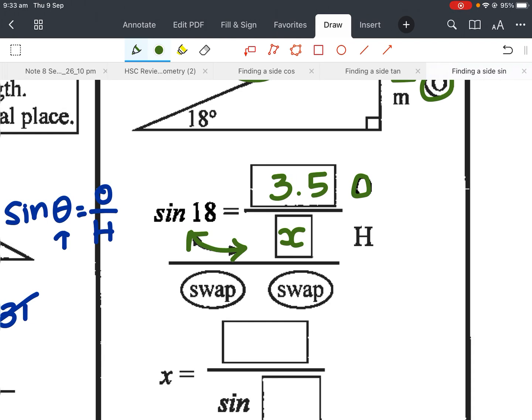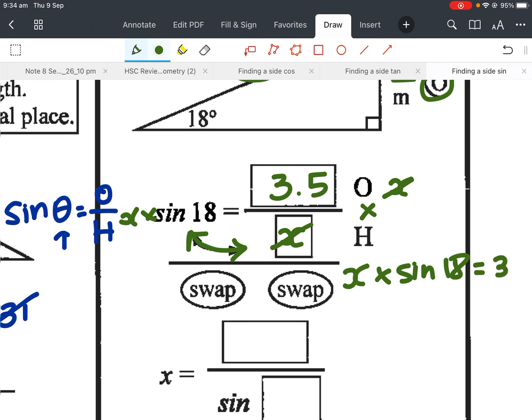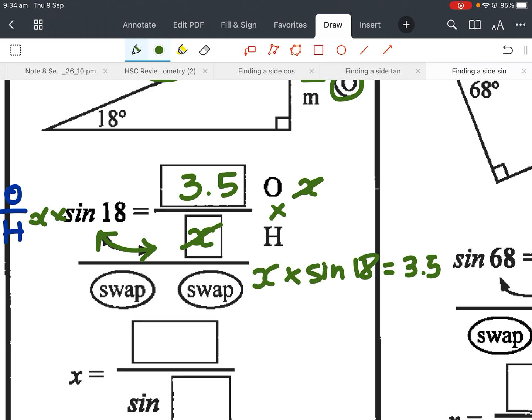So just like before, the mathematical way I'll do this, and I'll just get rid of that, I know it's in the way, but anyway, is we get rid of the X first. So we do that by multiplying both sides by the X. When I multiply both sides by the X, the X goes, and I end up with X times sine 18 equals 3.5. Okay, now what's happening now is, for an equation, I need the X to be on its own. So I need to get rid of the sine 18.